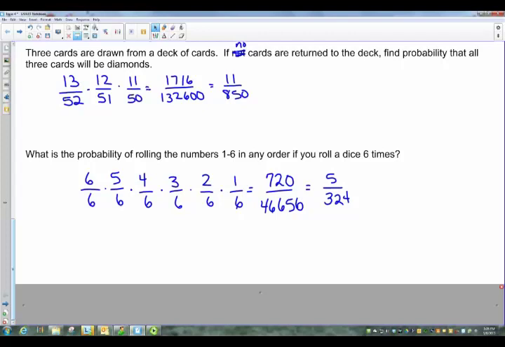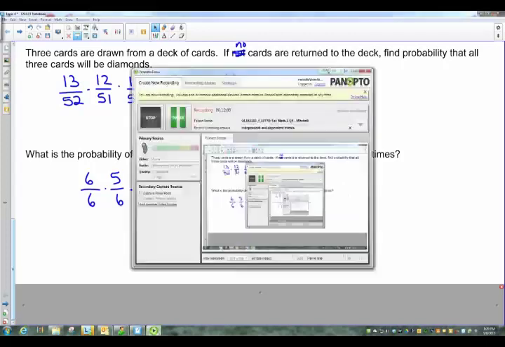All right, there is probabilities of independent and dependent events. Hopefully you can kind of see the difference and understand how they work. If you have any questions, definitely contact me, and I look forward to helping you out. Good luck.